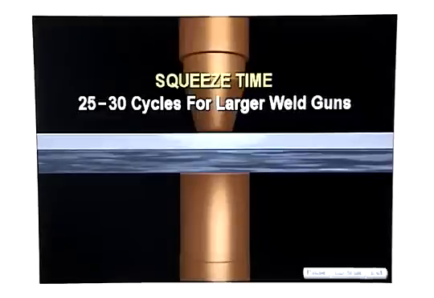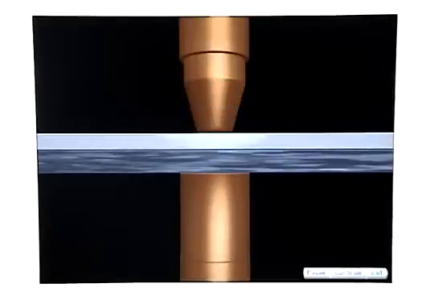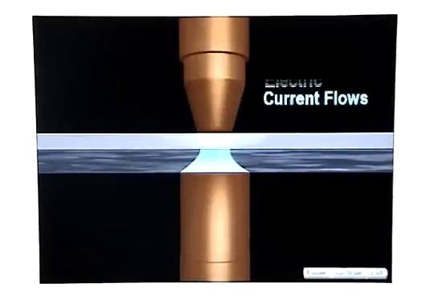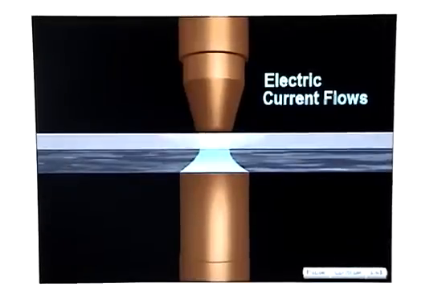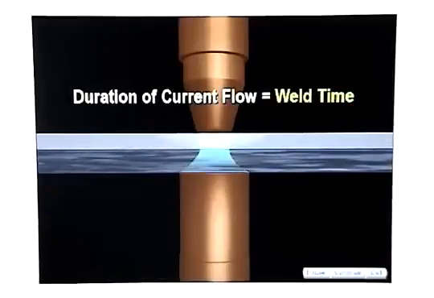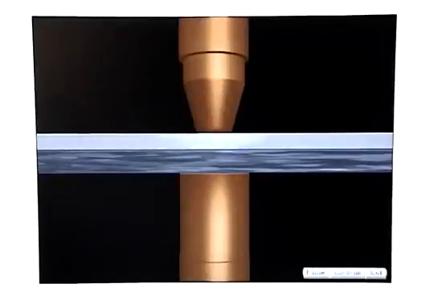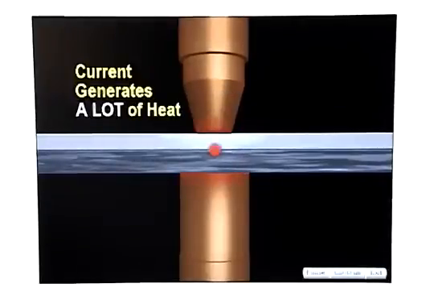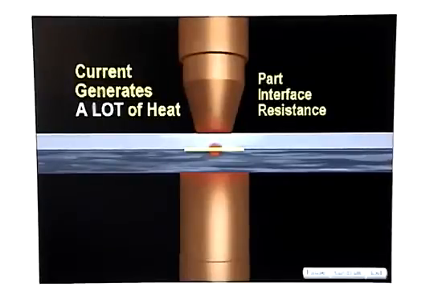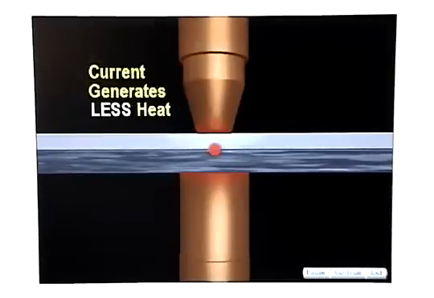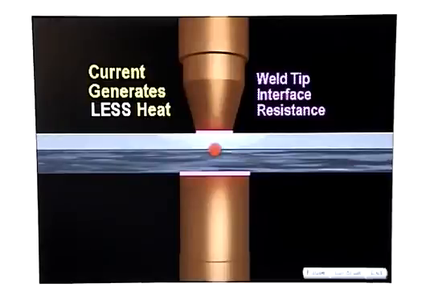for larger weld guns. When the squeeze time is complete, electric current begins to flow through the metal from one weld tip to the other. The duration of the current flow is referred to as weld time. The current generates a lot of heat when it encounters the resistance at the part interface, and a lesser amount of heat at the weld tip interface.